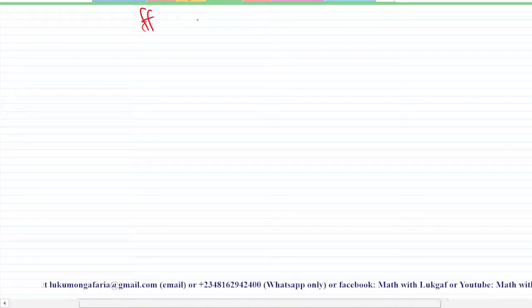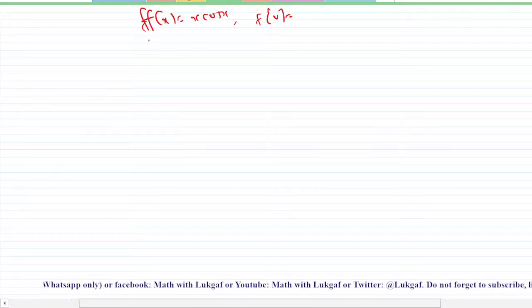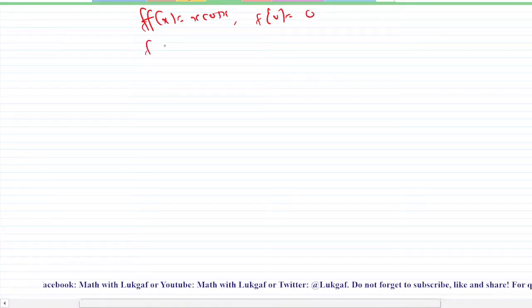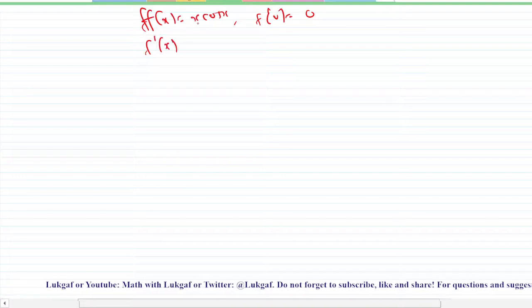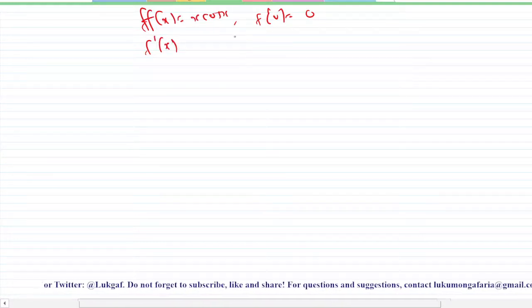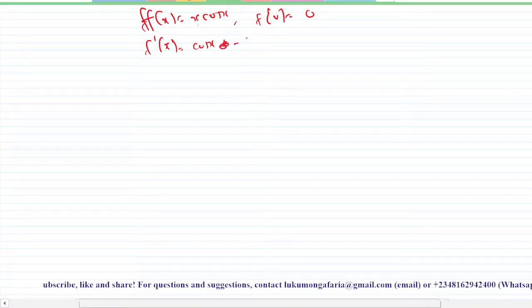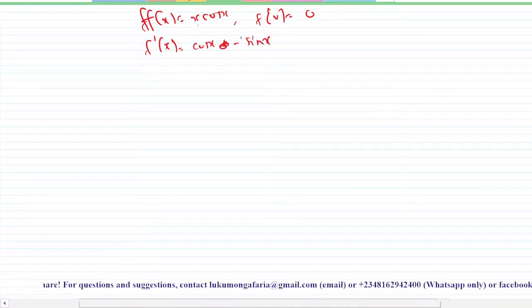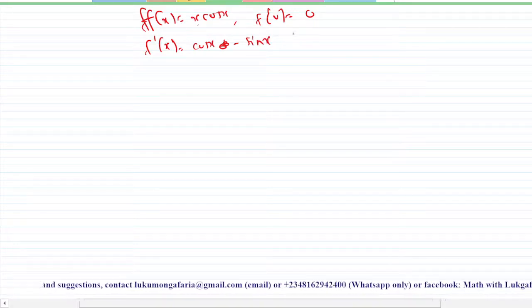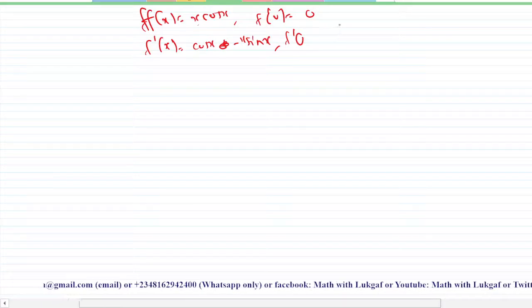f of x is equal to x cos x, right? Then my f of 0 is equal to what? 0. f prime of x: differentiate the first one, leaving the second as it is, plus differentiating the second, that will give me minus x sin x, right? So f prime of 0, that's going to give me 1.